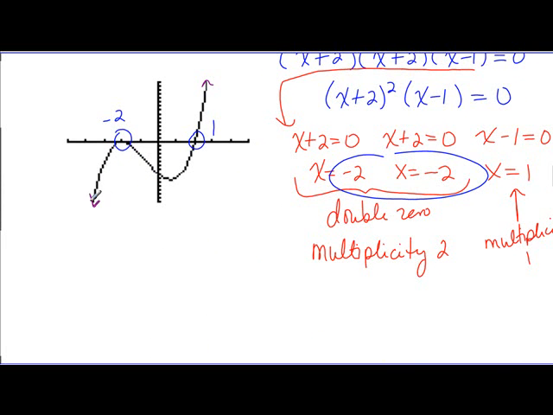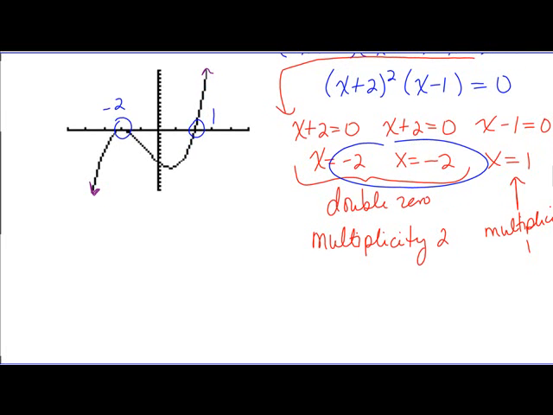Okay. So what's different about those two x-intercepts? Well, the curve does not cross the axis at negative 2. It touches the axis at negative 2 and then kind of bounces off and turns around. We do have at x equal 1, the curve does cross the axis. Well, here's how that works. Anytime you have a multiplicity that's even, your curve will not cross the axis at that 0. When the multiplicity is an odd number, the curve will cross the axis.